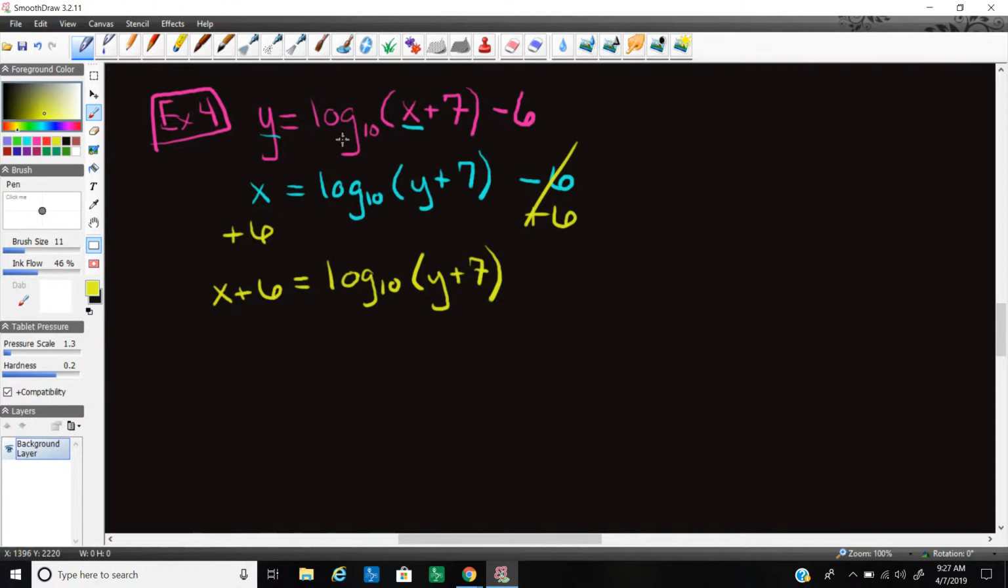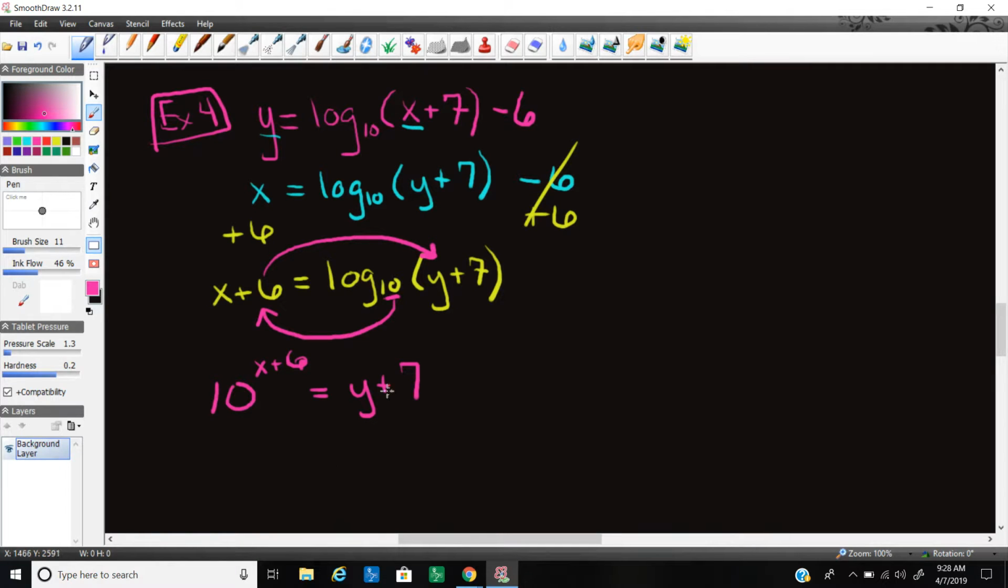Okay. Now that we have the logarithm by itself, in other words, there's nothing in front, nothing behind it or below, we're going to go ahead and rewrite this. So we're going to start with our base, which is 10. So 10 to the power of all that is equal to all of this. 10 to the power of x plus 6, that's a 6 right there, is equal to y plus 7.